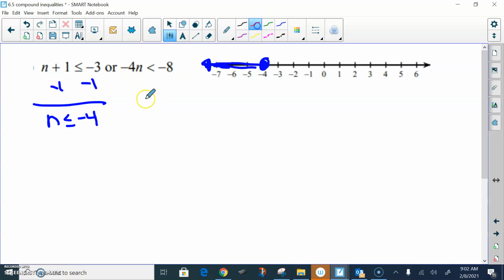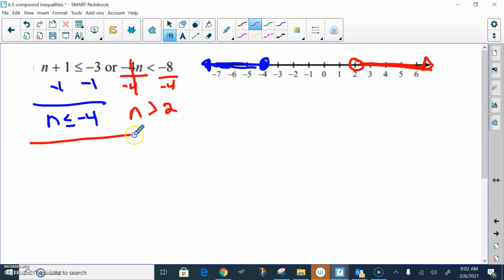Let's try the second part. We're going to divide each side by negative 4. We know when we divide by a negative number, we have to flip that sign. So in this case, n has to be greater than 2. We put an open circle and shade to the right. In this case, we don't want to combine those together because they're not overlapping, so we're just going to use that as an or statement.